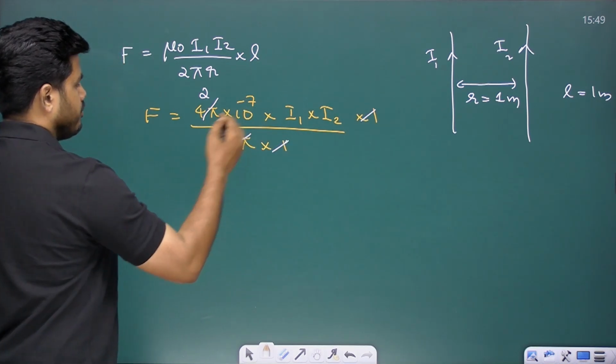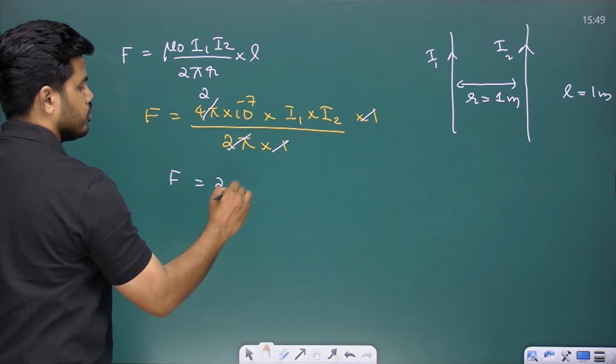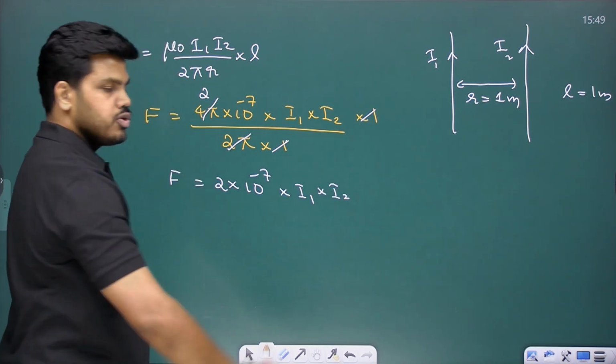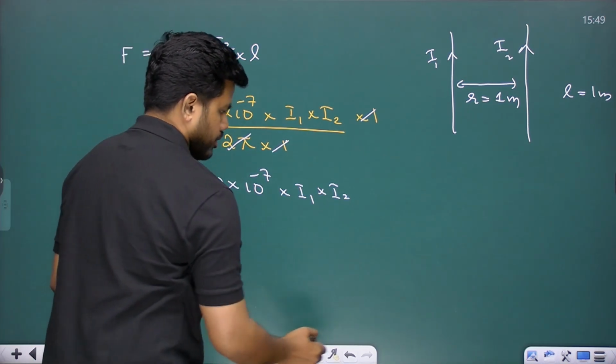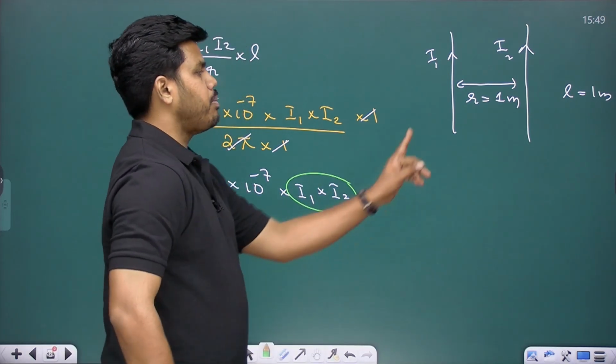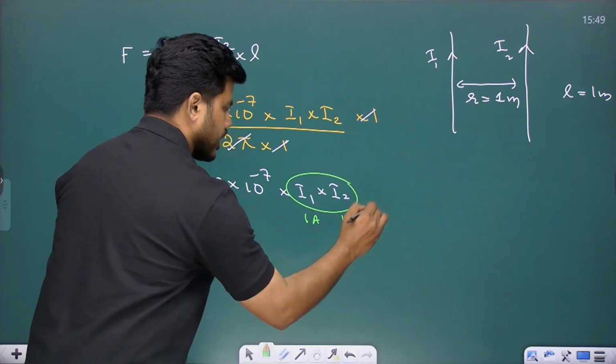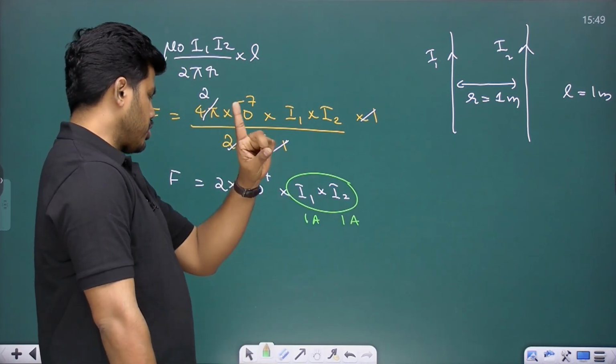Then all these will be cancelled. We get F is equal to 2 into 10 raised to minus 7 into I1 into I2. So what is 1 ampere? 1 ampere is an equal current flowing through two parallel conductors. What if I1 is equal to 1 ampere and I2 is equal to 1 ampere? What happens? 1 into 1 is going to be 1 only.